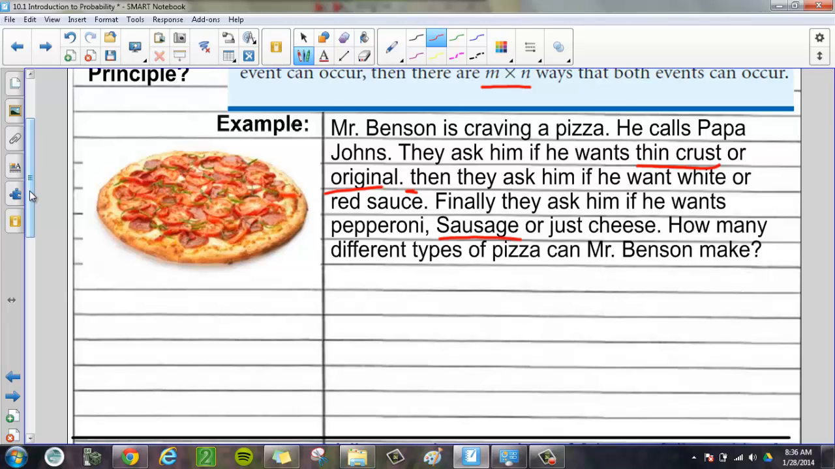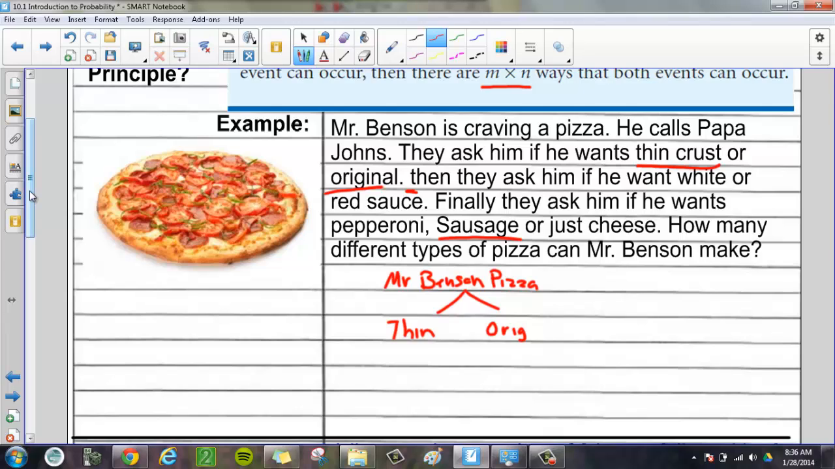The question I have, though, for you is how many different types of pizzas can Mr. Benson make? Now, in the past, what you would do is you would make something called a number tree, or a tree diagram for this. So you got first Mr. Benson's pizza. And Mr. Benson's pizza has two options right off the bat, thin crust or original.